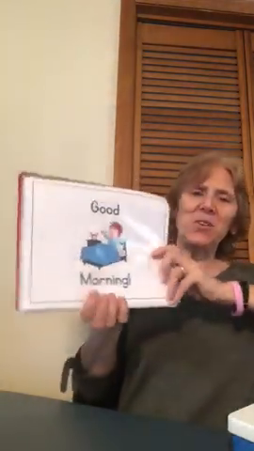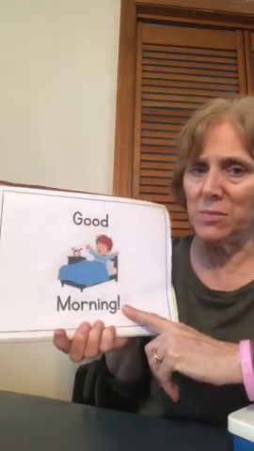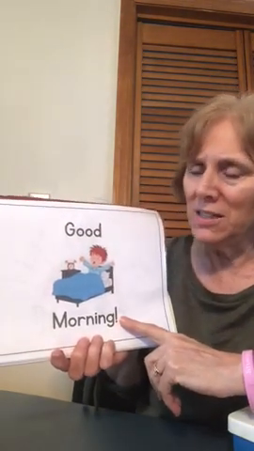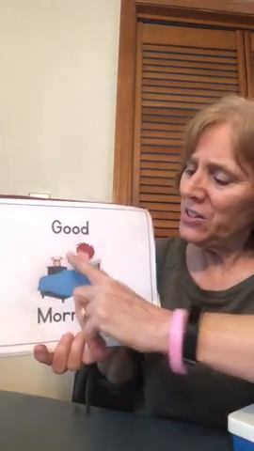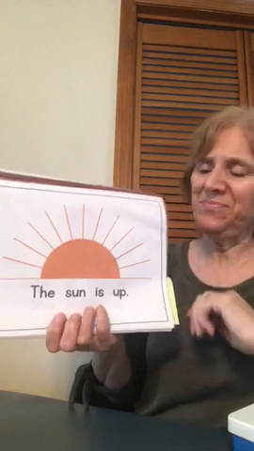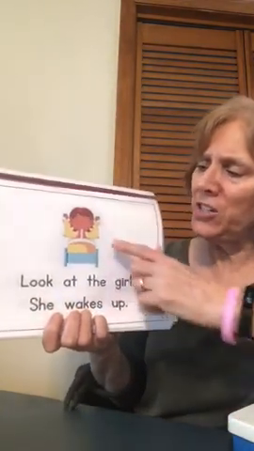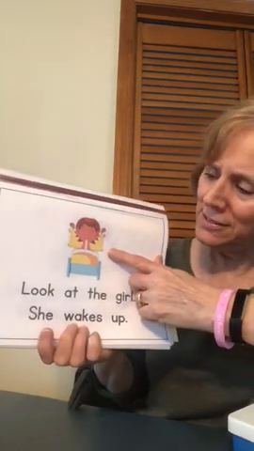Here it is here. Let's start with our title, and remember that exclamation mark says to read with excitement, so let's read that with excitement. Let's begin. Good morning. Check the picture, and here is our sentence. The sun is up. Here's our new page. Check out that picture there.